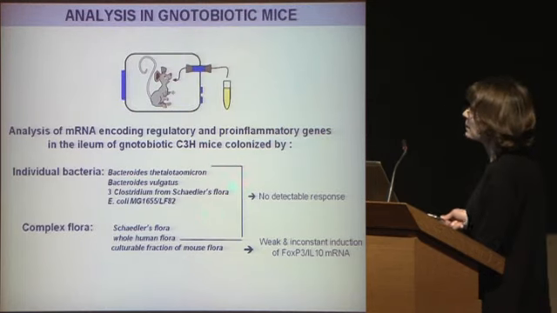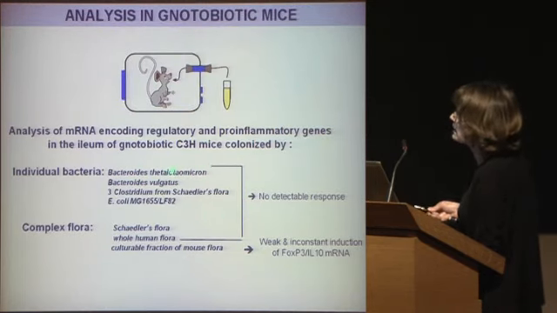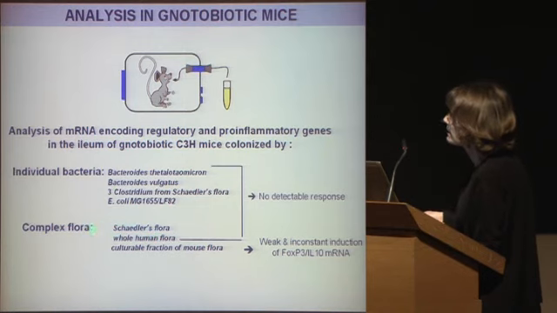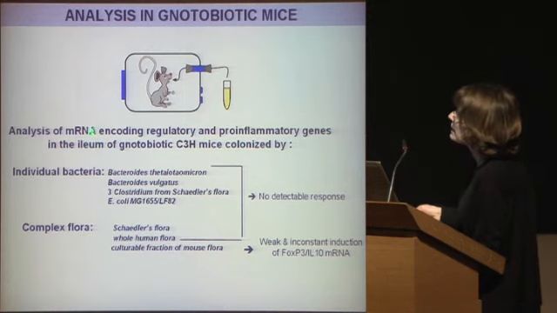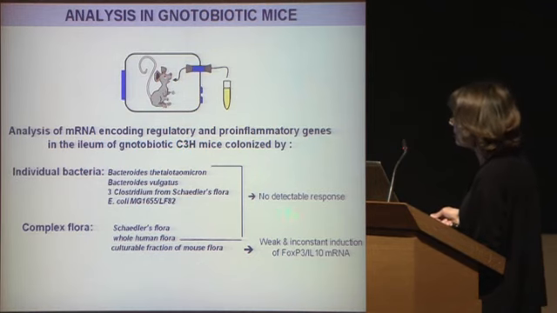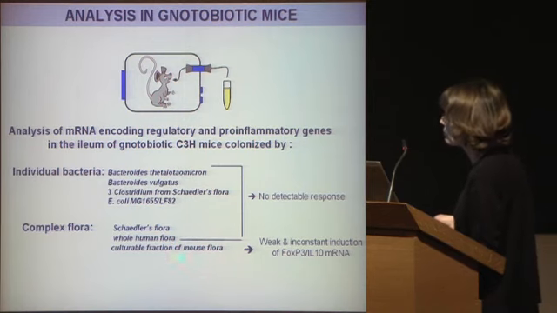So we did a very large number of colonizations by individual bacteria, by more complex flora, including the Schaedler flora and this whole human microbiota. And in fact, by this relatively gross technique, consisting in looking for mRNA encoding regulatory and pro-inflammatory genes in the ileum of our gnotobiotic mice, we had no detectable response. So we decided to come back to the mouse flora and to use a culturable fraction of the mouse flora.